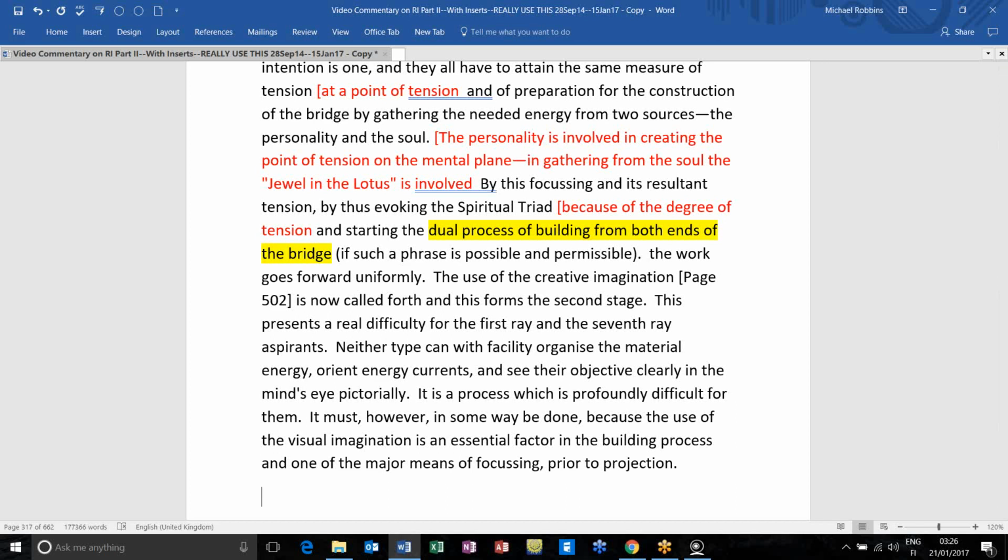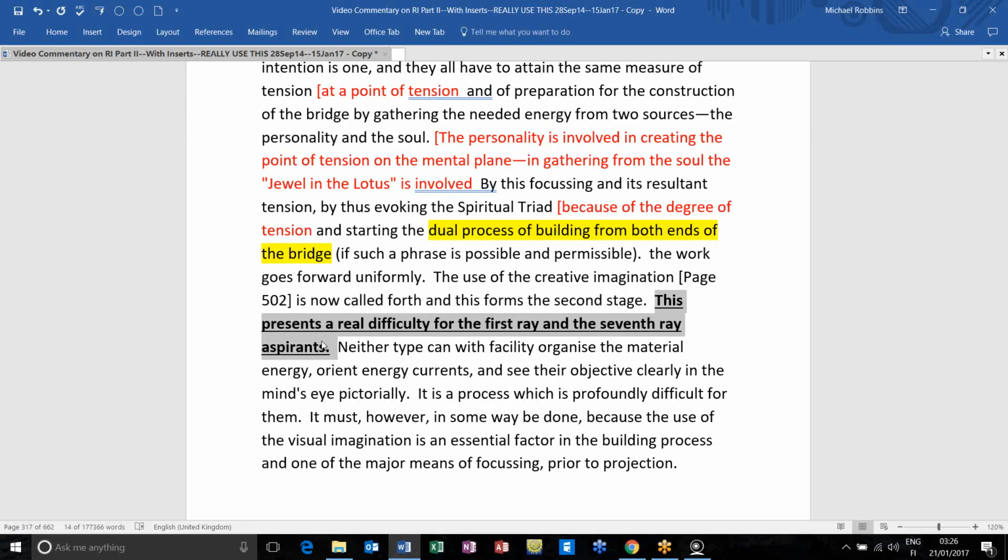The use of the creative imagination is now called for. This is the second stage. This forms the second stage. This presents a real difficulty for the first and seventh ray aspirants. Kind of interesting because if you look at Foster Bailey, his particular rays, first ray soul, seventh ray brain.